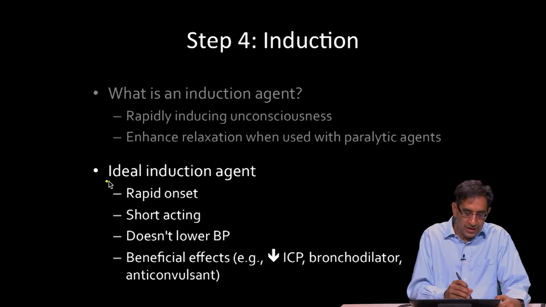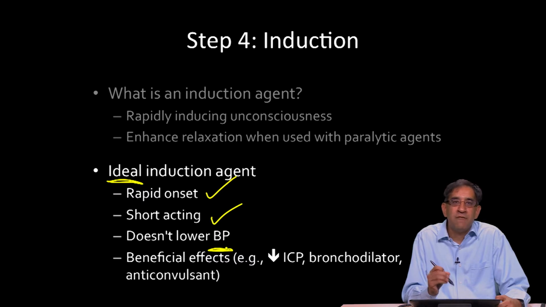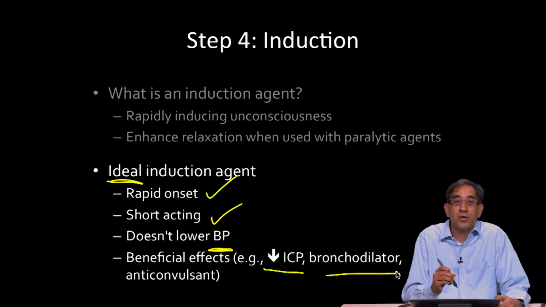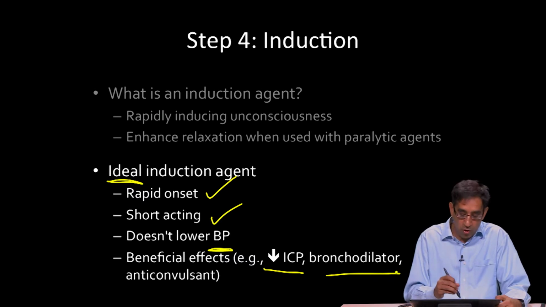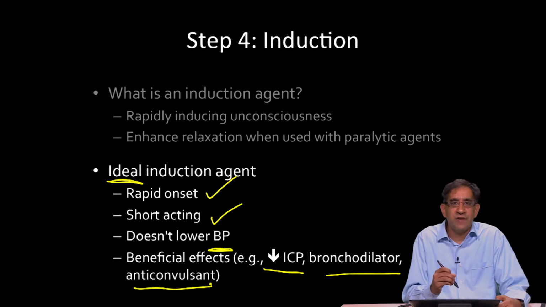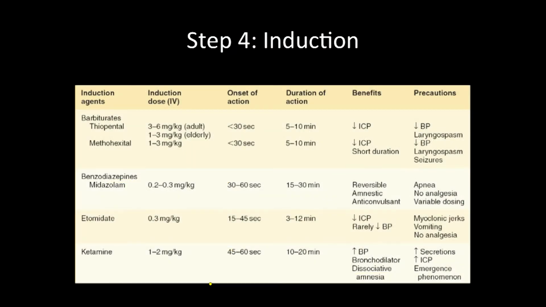What is the ideal induction agent? What are its properties? It's going to work fast. It's going to be short-acting. It's not going to affect a patient's blood pressure. And it might have some beneficial effects, such as decreasing intracranial pressure, dilating their respiratory tree, causing a little bronchodilation, or maybe even having an anticonvulsant effect. So we're going to think about these beneficial side effects when we're trying to choose the ideal agent for rapid sequence intubation. The most commonly used induction agent currently is etomidate, and the dosing is going to be 0.3 milligrams per kilogram.